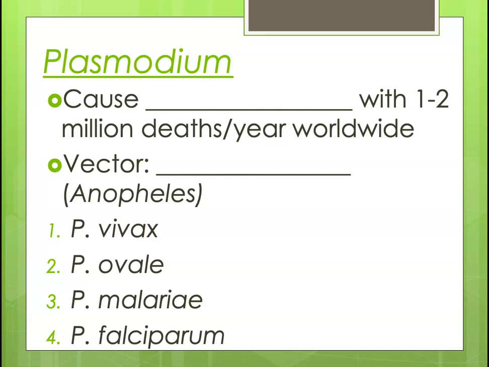There are over 200 known species of Plasmodium, and only a handful of them cause malaria, with these four being the top ones. So we have Plasmodium vivax, Plasmodium ovale, Plasmodium malariae, and Plasmodium falciparum. Of those four, vivax and falciparum make up 95% of the malarial cases.